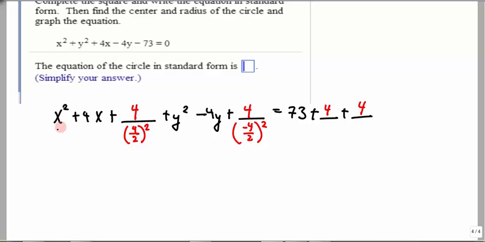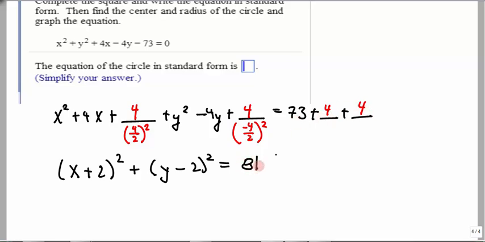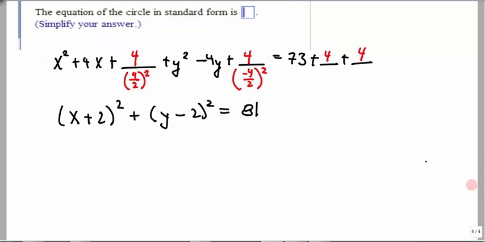So over here, I have x squared plus 4x plus 4. Well, again, what was half of 4? That was 2, so that's the value that goes here. If I were to FOIL this out, I'd get x squared plus 4x plus 4. Now over here, what was half of negative 4? That was negative 2, so that goes over here. Now on the right-hand side, I have 73 plus 4 is 77, plus 4 is 81. So this is the standard form of the equation of my circle.